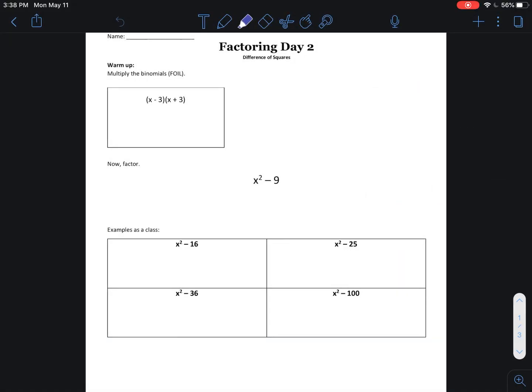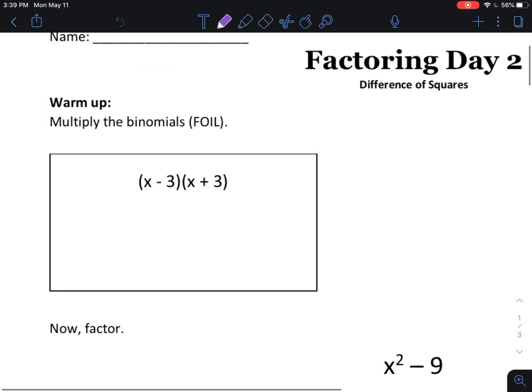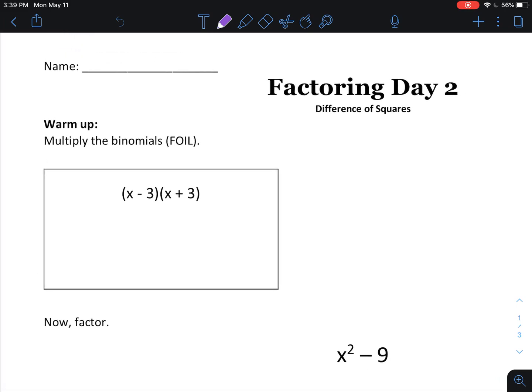Alright guys, today's notes should hopefully be the quickest and fastest notes we've ever done in this class. So, this is our second type of factoring. We call it factoring by a difference of squares. It's good to know where it comes from, so let's FOIL first.